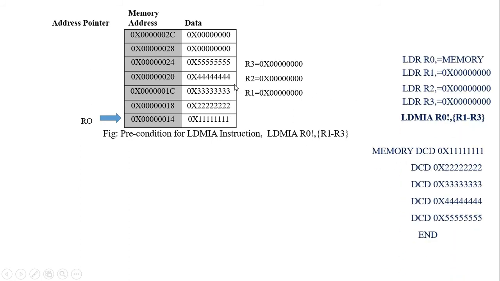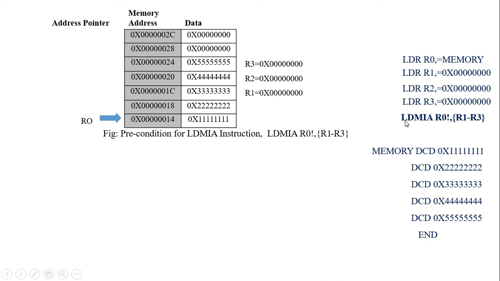Here, whatever the memory address is, I am pointing to it with a variable name, memory. In that I have the data 1111, 2222, 3333, and so on. I am taking this address to point to a register as a base register. Here I write LDR R0, =memory. What happens? The address of the memory is loaded into R0. Here you can consider the address is 0x00000014. Initially R1, R2, R3 I cleared, that is 0 values.